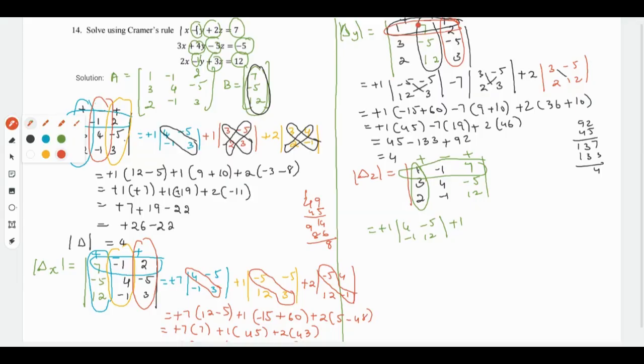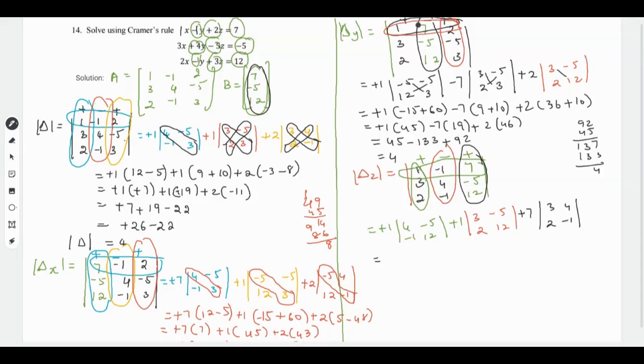If you take plus 1, that row and that column you leave, it will be 3, minus 5, 2 and 12. Then take the last one, it is plus 7, that will be plus 7, it will be 3, 4, 2 and minus 1.